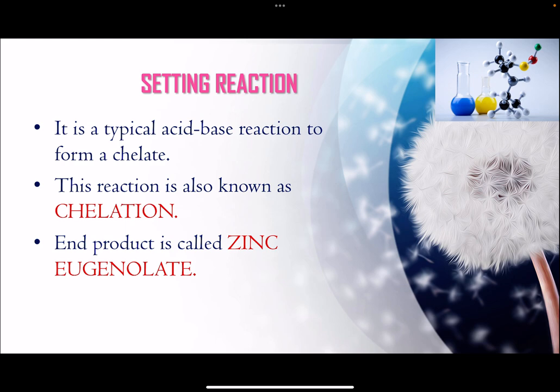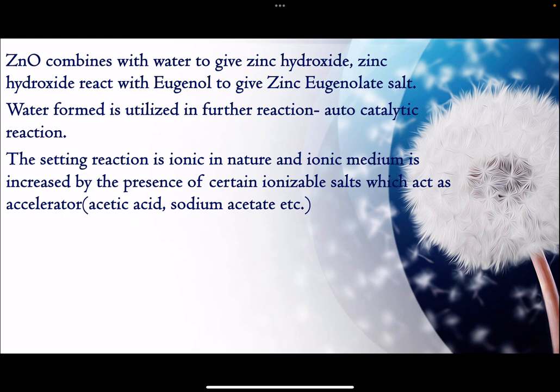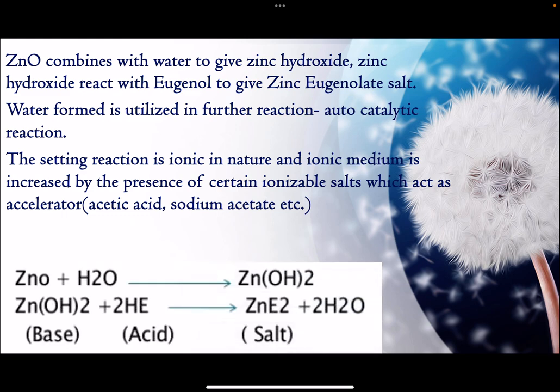The setting reaction is typically an acid-base reaction and it forms a chelate. This reaction is also known as chelation. The end product we get is zinc eugenolate. Zinc oxide combines with water to give zinc hydroxide. Zinc hydroxide reacts with eugenol to give zinc eugenolate salt. The water formed is utilized in further reaction, and hence this is known as an autocatalytic reaction.